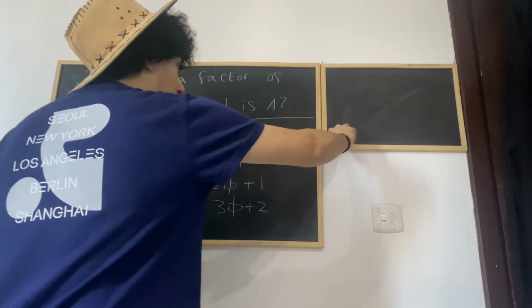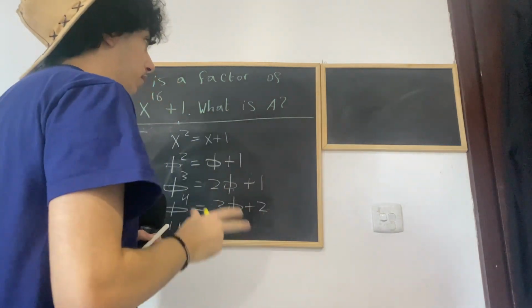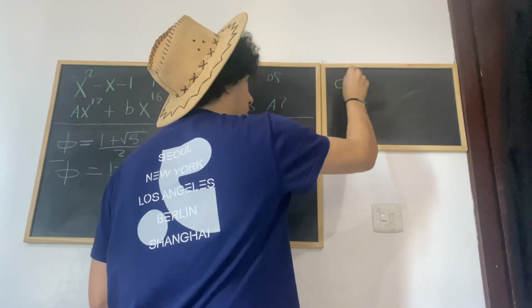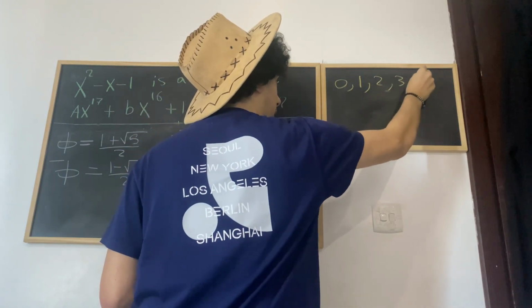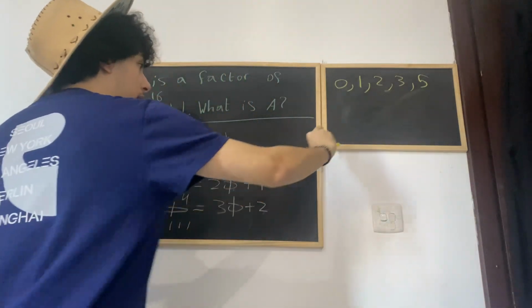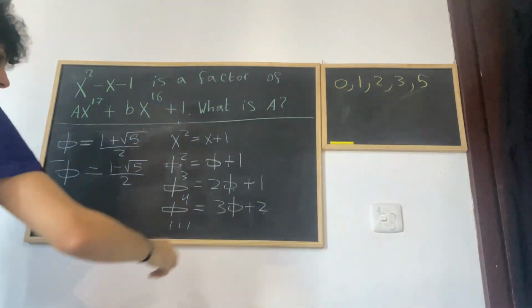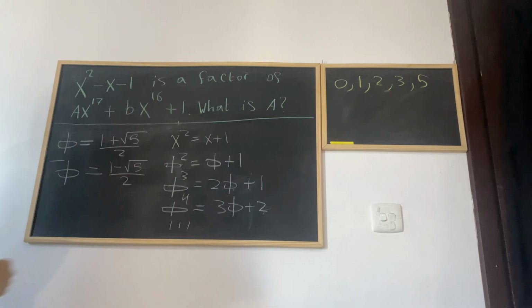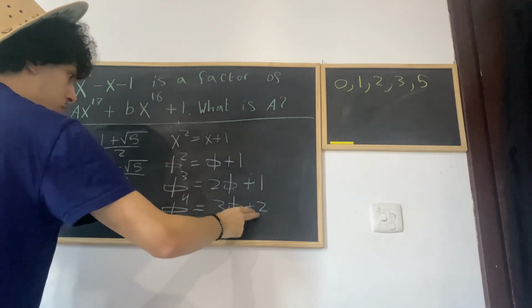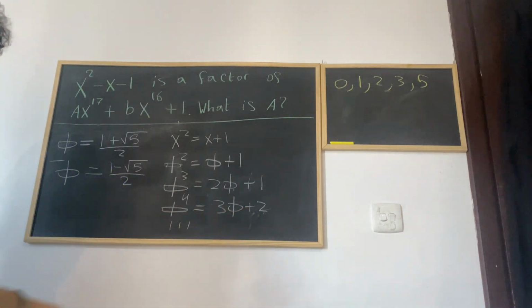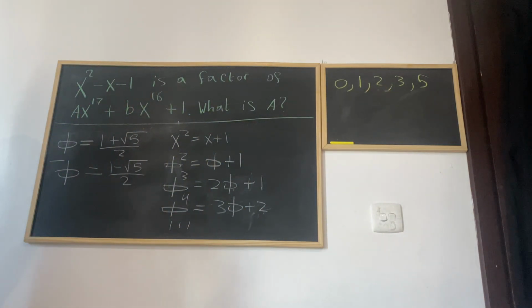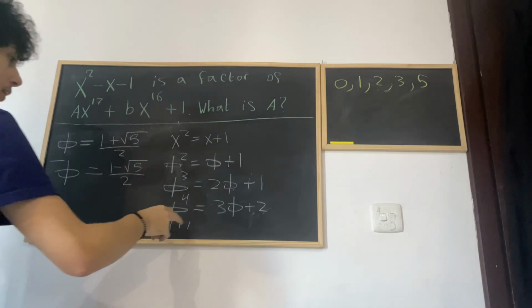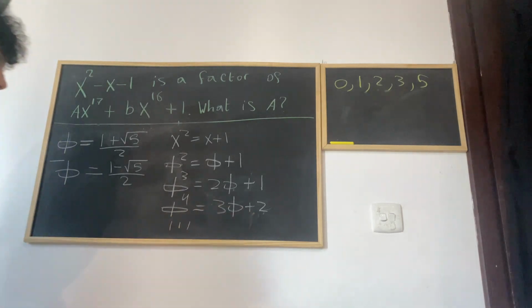So let's move to the small board here. Let's write the first 5 Fibonacci numbers. So we have 0, 1, 1, 2, 3, and 5. Those are the first 5 Fibonacci numbers. Now look here. 1, 2, 3. And here we have 1, 2, and 3. So let's say we want to get phi to the power of 5. That would equal 5 phi plus 3.